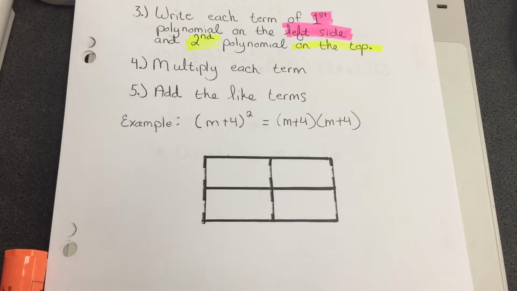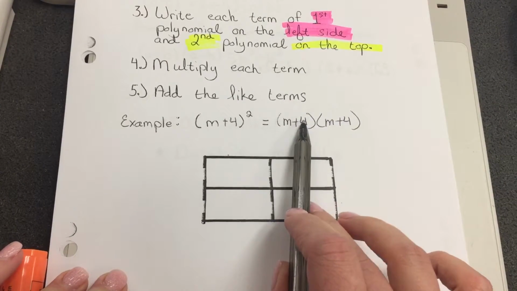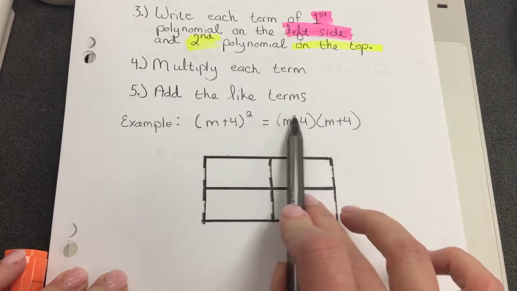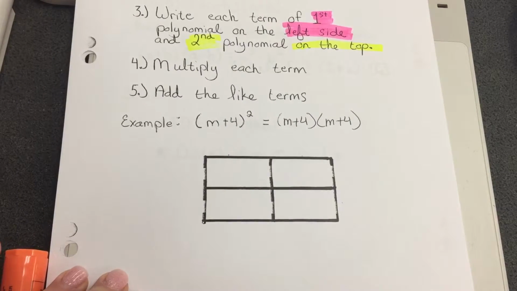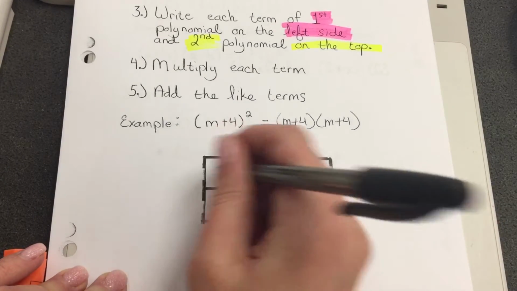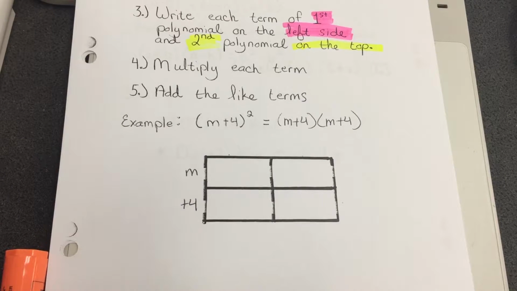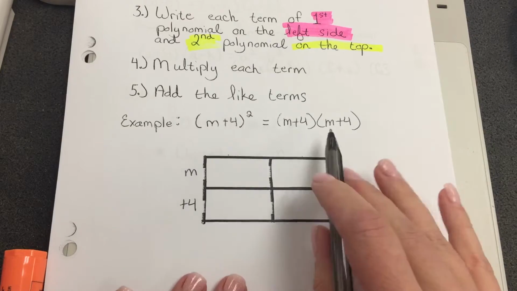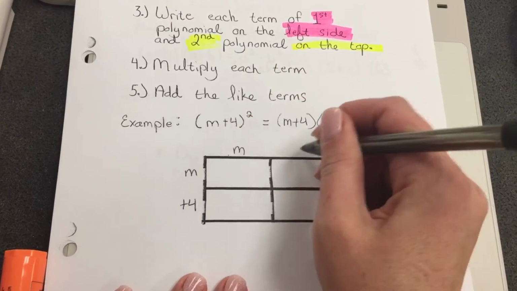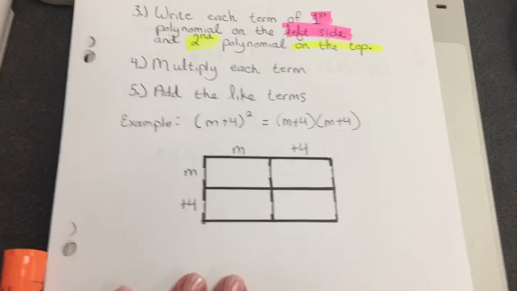So what we're going to do is count our monomials. Here we have 1, 2, so we have a 2 by 2. We're going to take the terms of this first polynomial and write an m and a plus 4. Now it's very important to always keep that sign in front, because if it's a negative, you have to know that it's a negative. Then we take the second polynomial and write m and a positive 4.